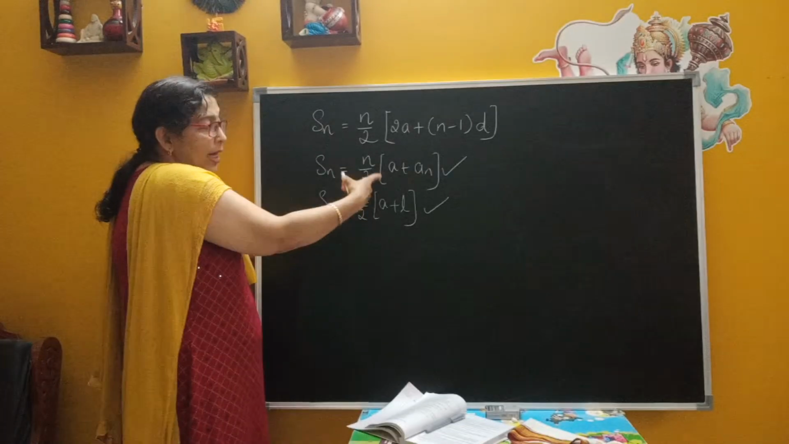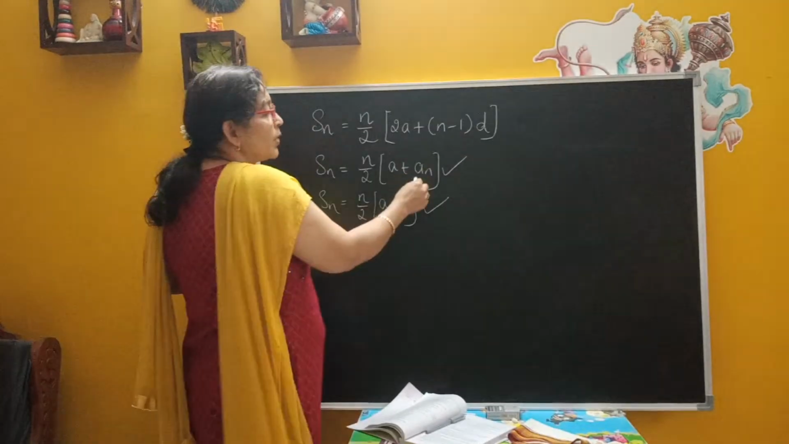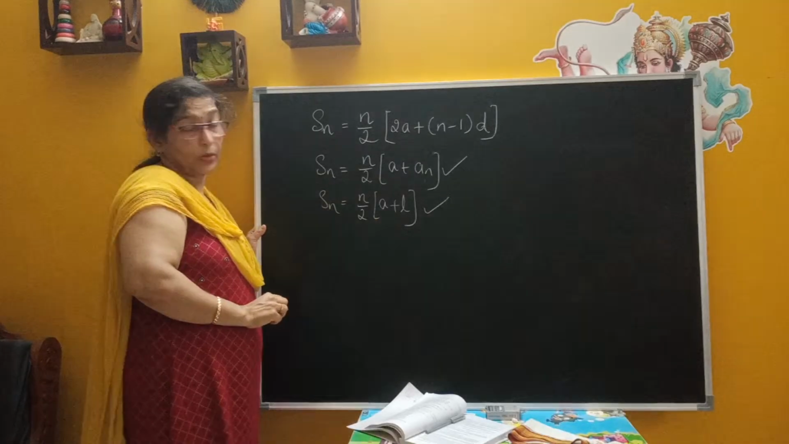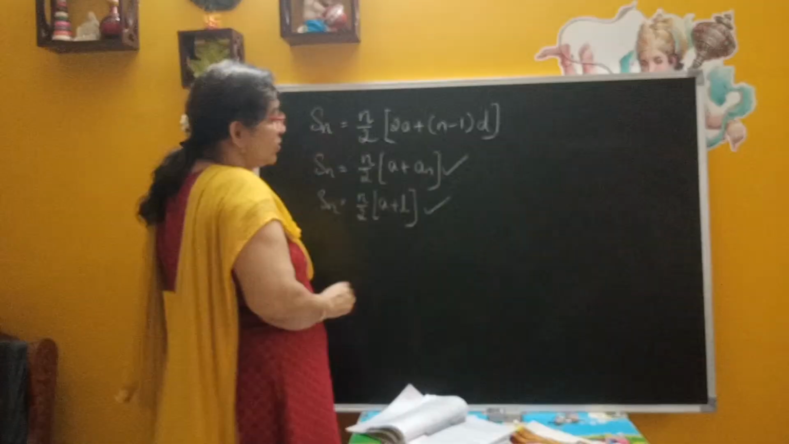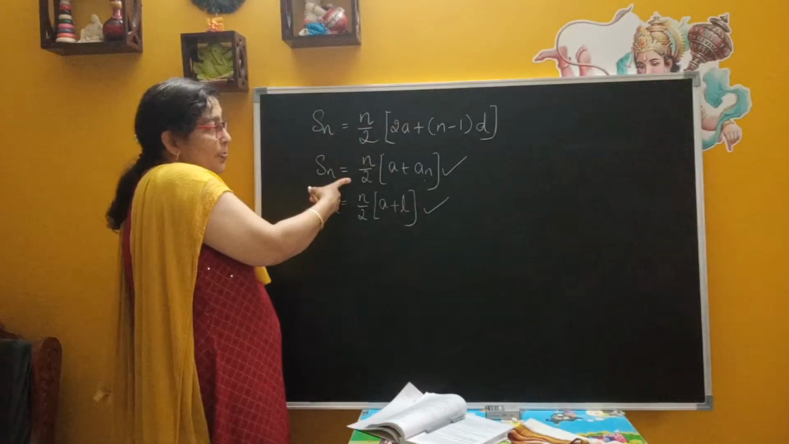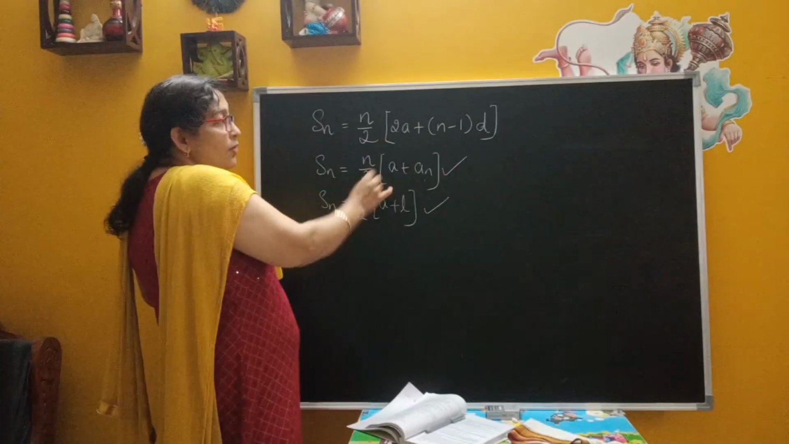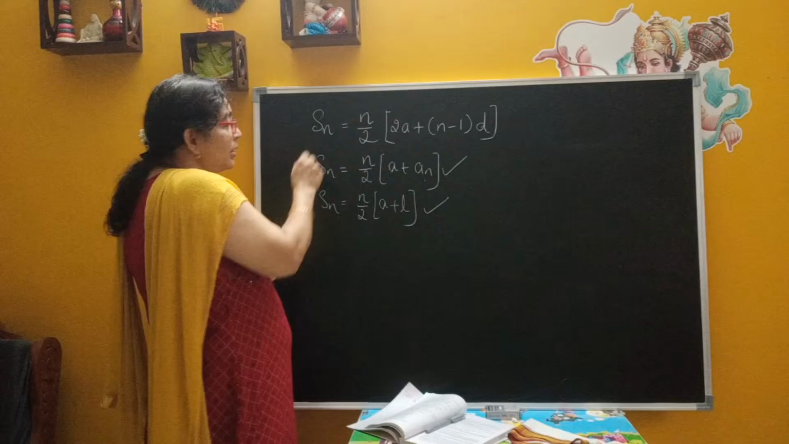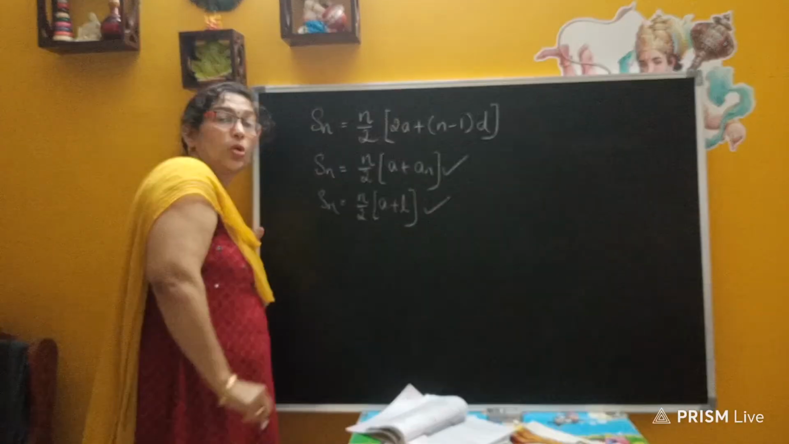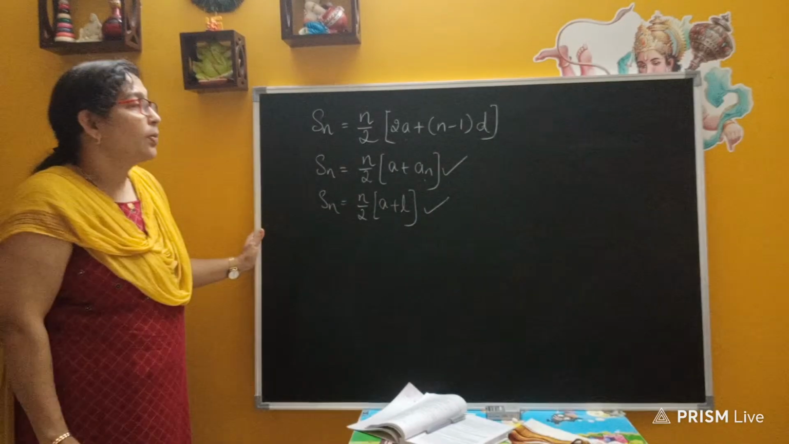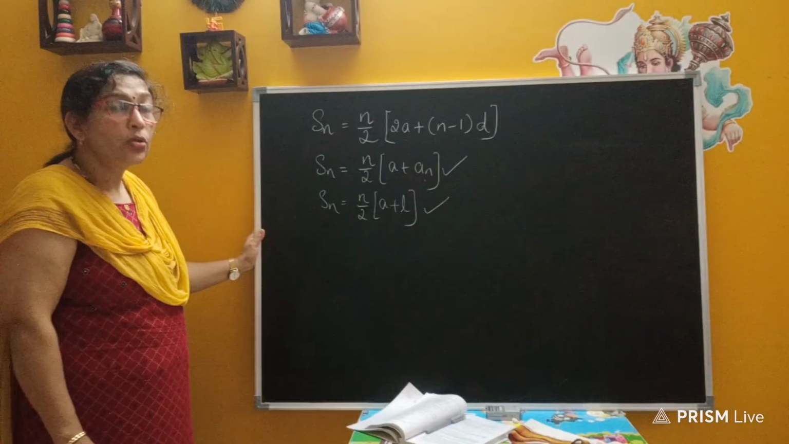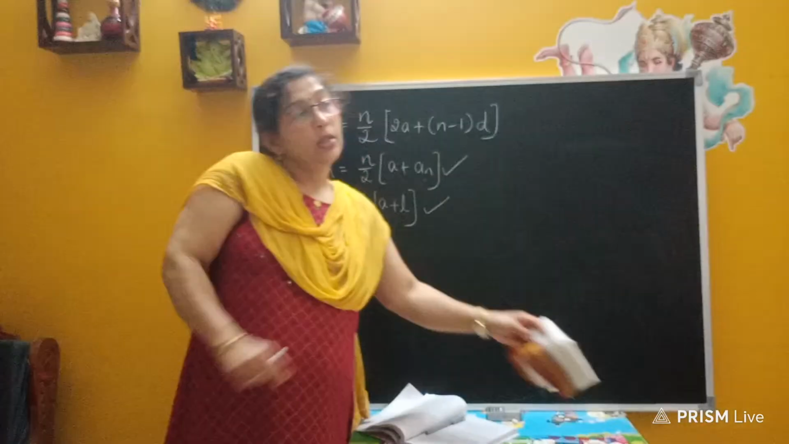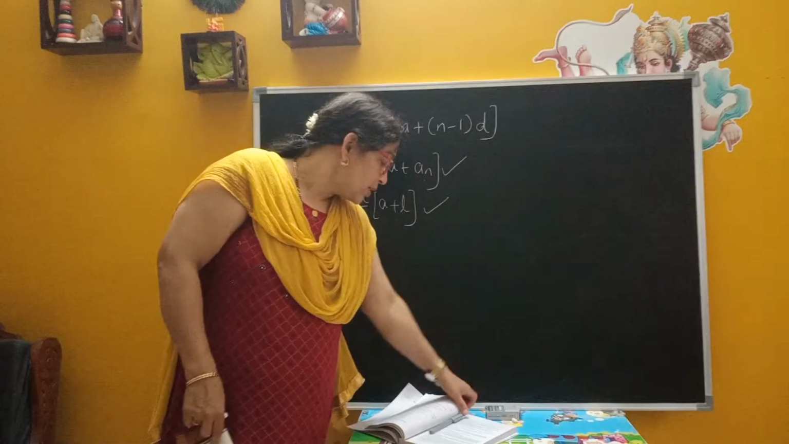This formula can be used only if the last term an is given in that question. If the an value is given, it is easy to use this formula. If an is not given and a, d and n are known, then we can use this formula: Sn is equal to n by 2 into 2a plus n minus 1 into d. Now let us use these formulas and solve the problems in exercise 5.3.